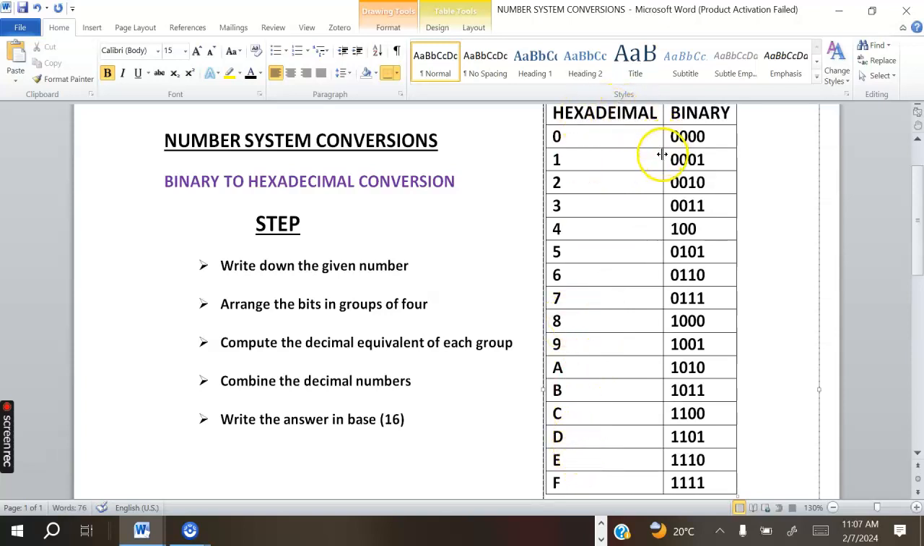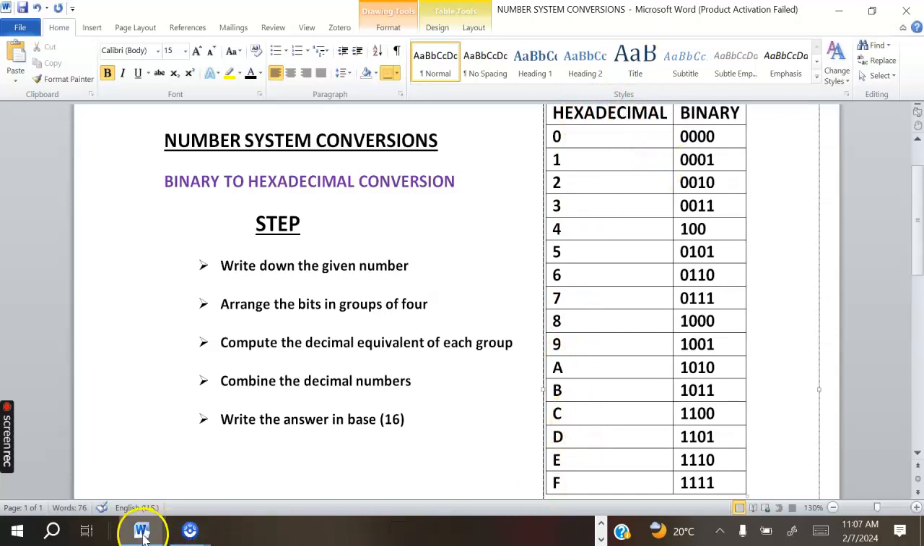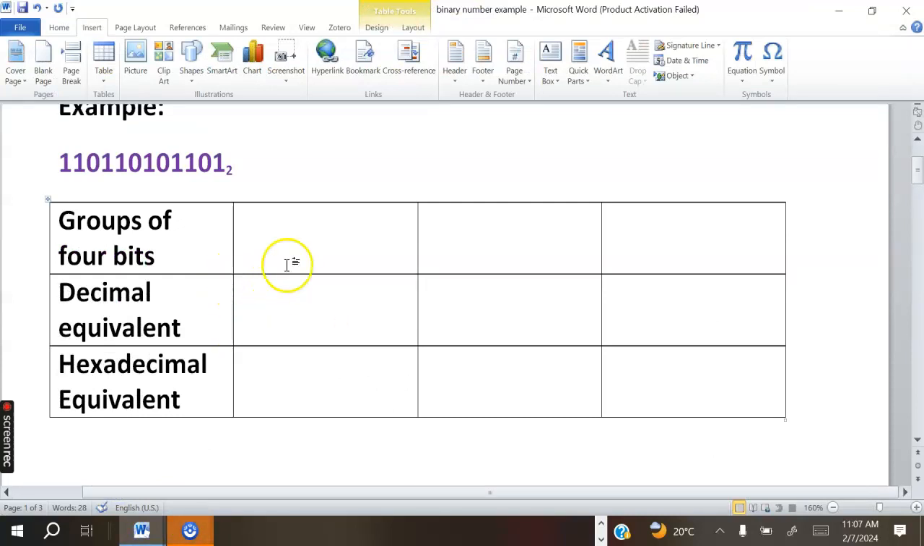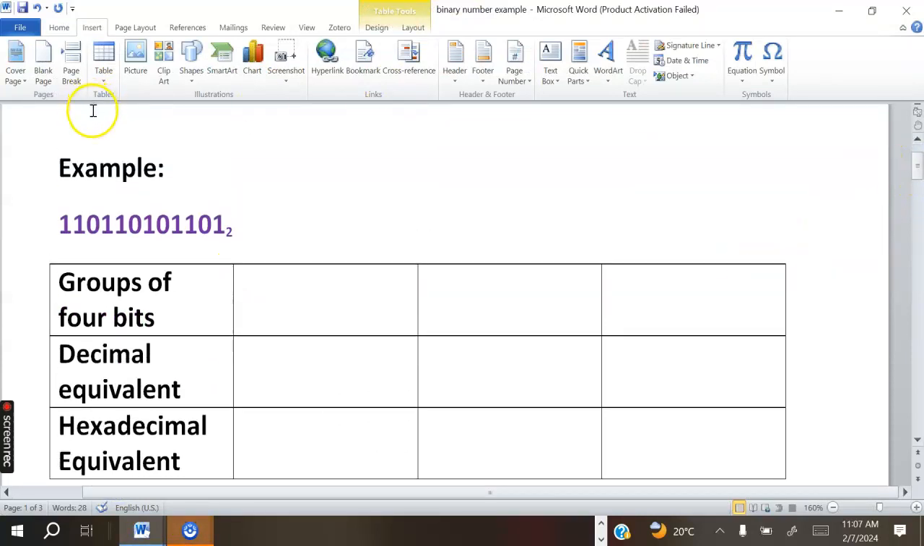Okay, let's move to an actual example so that you can try to compute. So we have example 1, 110110101 base 2. So this is a binary number. We need now to convert this one into a hexadecimal number. So remember the rule. Number 1, you need to arrange your number in groups of 4.